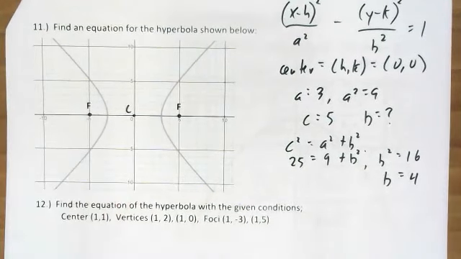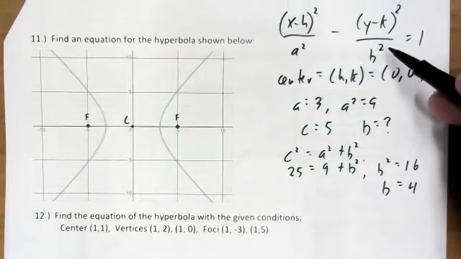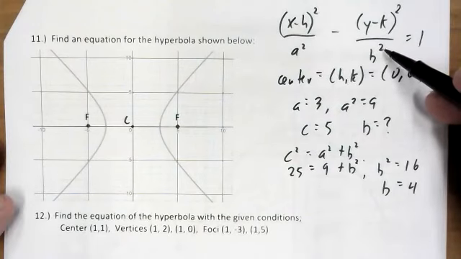Looks like B is going to be 4. Although really I don't need B. What I really need is B squared, right? Because B squared is what the equation is. So now I basically have everything I need.